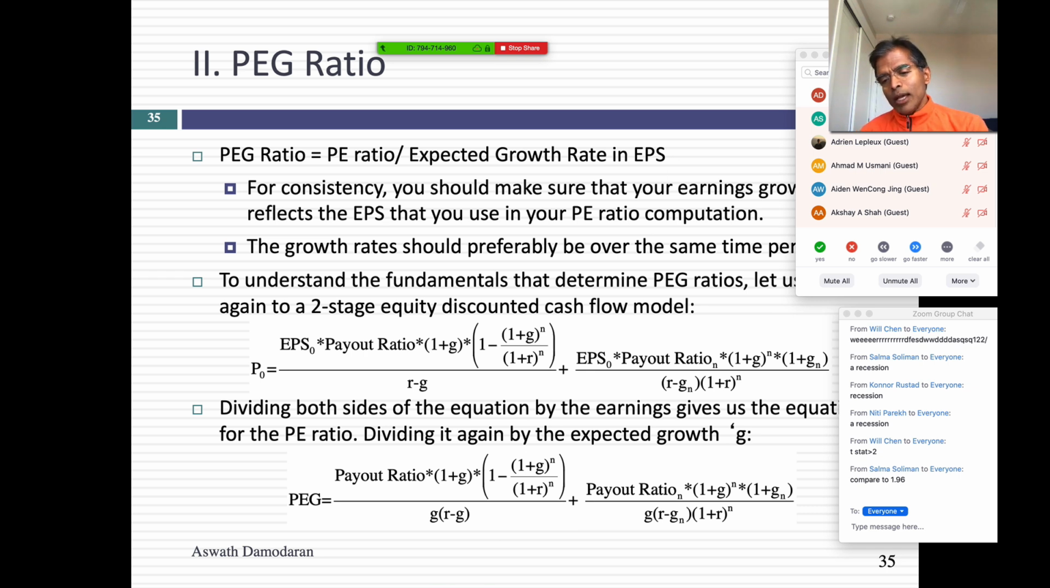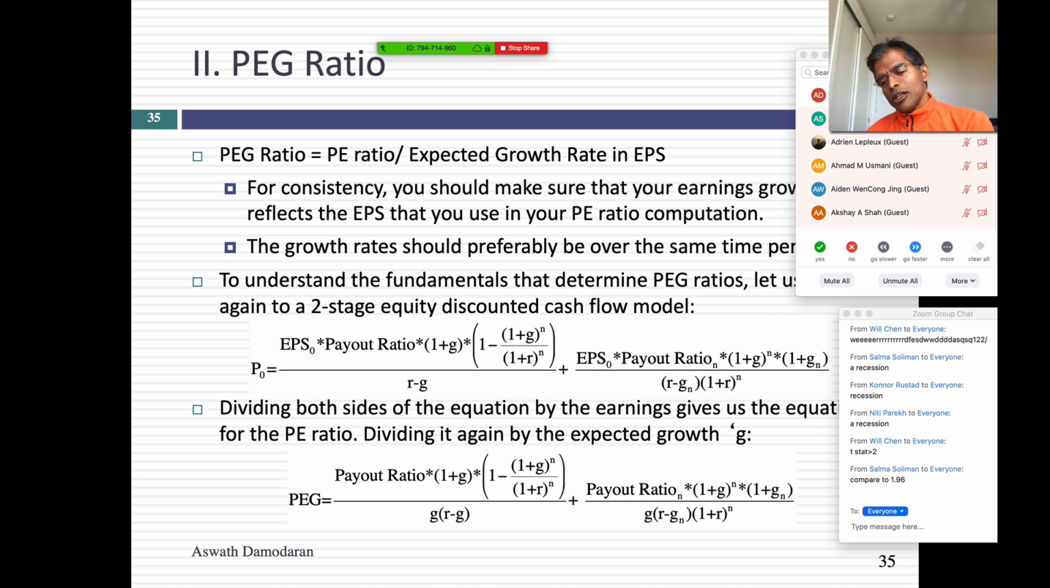and all the variants thereof. And when analysts use PEG ratios, their argument is I can now compare companies with very different growth rates and still be able to find cheap companies because I'm controlling for growth when I use PEG ratios. In other words, they're telling you when you use a PEG ratio, you don't have to worry about differences in growth anymore. Is that true though?